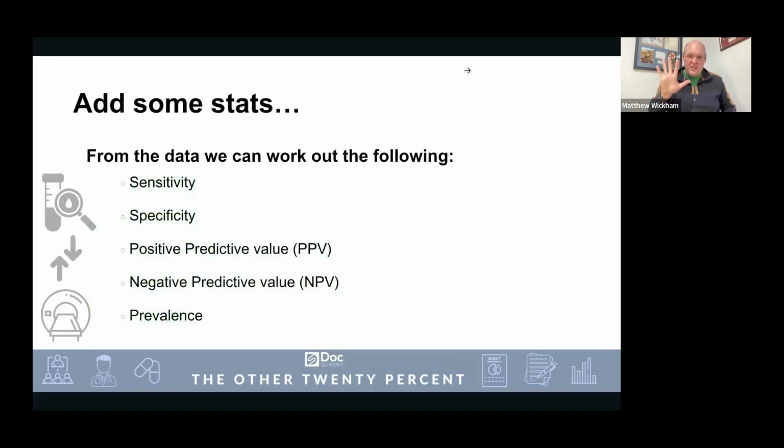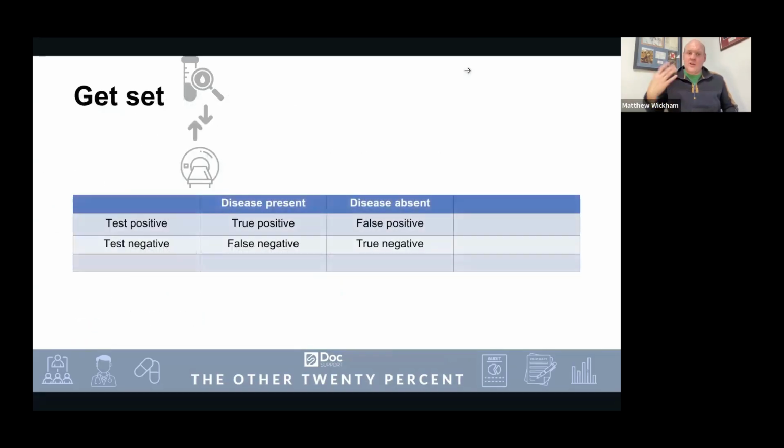So from the data, you can actually work out 5 things, but due to time, we're only going to focus on 2 of them, that's sensitivity and specificity. What you need to do is chuck it all into a table. Down on the left hand side is your initial test, the test that you've done, say in primary care: is your test positive or test negative? And then I've put here disease present, disease absent, and you can soon work out.